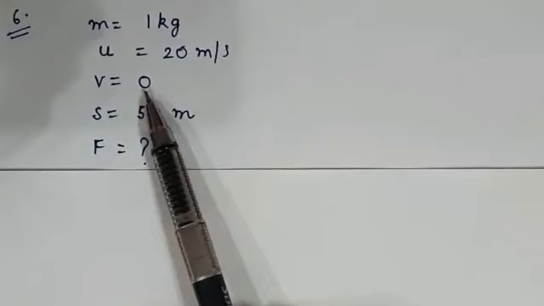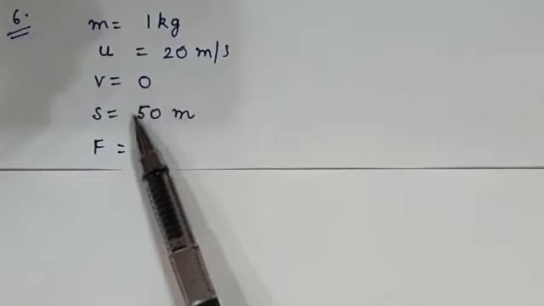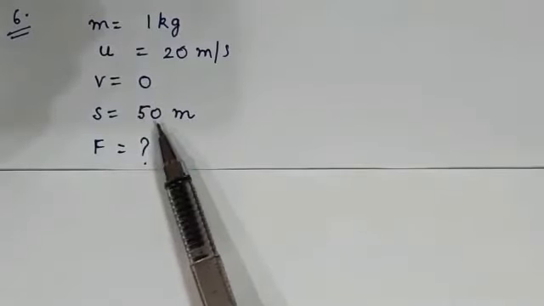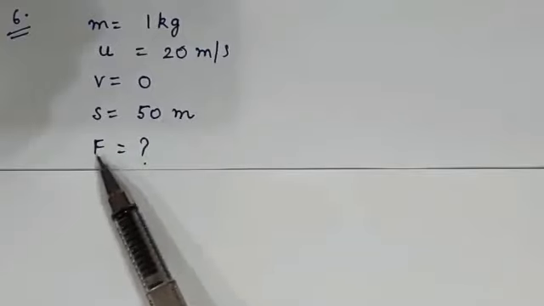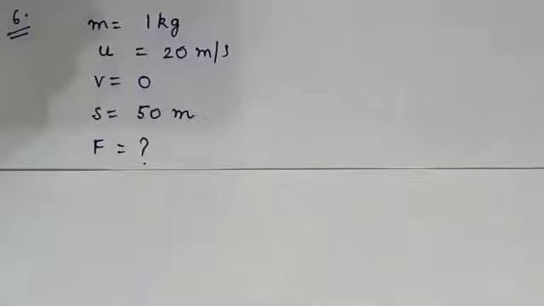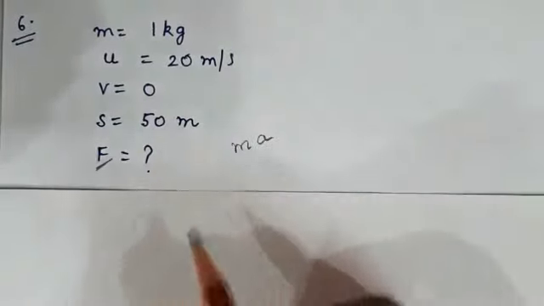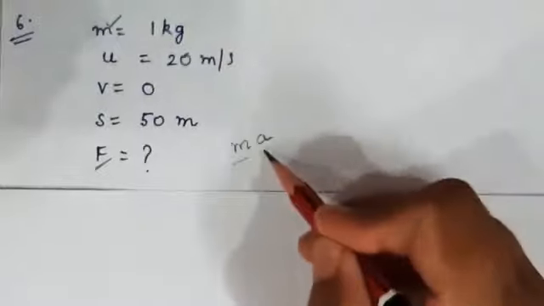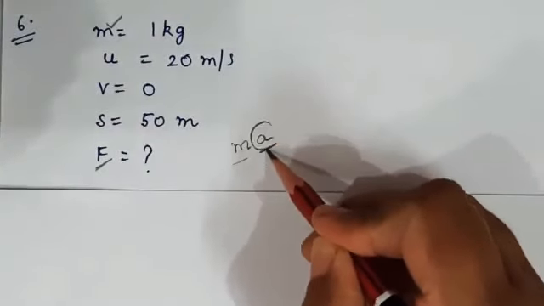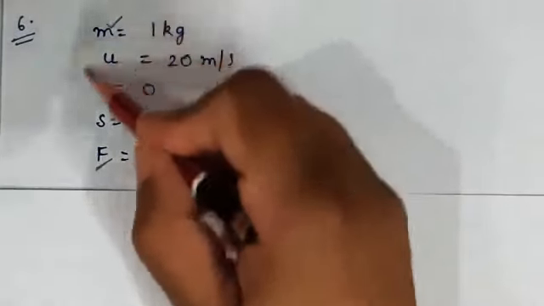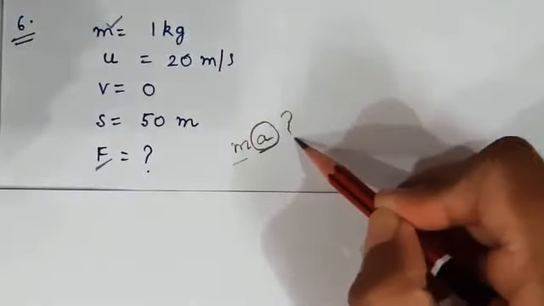So the distance is given, 50 meter. S is equal to 50. Now what is the force of friction between the stone and ice? So you have to calculate F, force of friction. First of all, what is the formula to calculate F? It is MA. Now you know M, but you don't know A. So you need to calculate A. So from these data, calculate the value of A first.